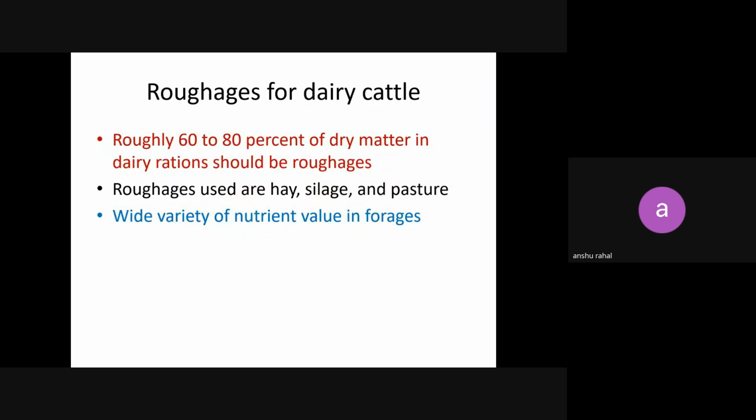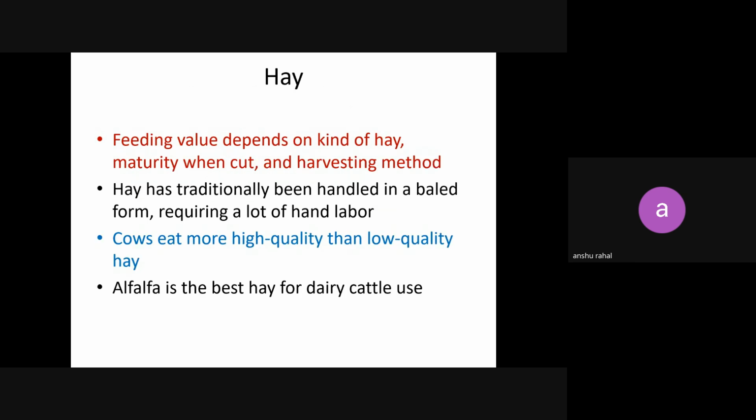Roughages usually occupy 60 to 80% of the dry matter in dairy rations. And roughages which are commonly used may be forages, fodder, hay, silage, pastures and roadside grasses. And they vary in their nutrient content depending upon the stage of the harvest.